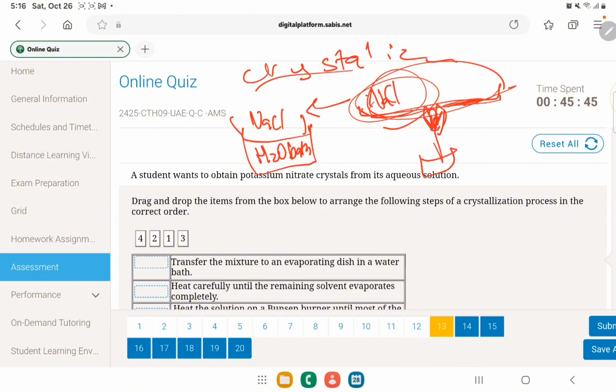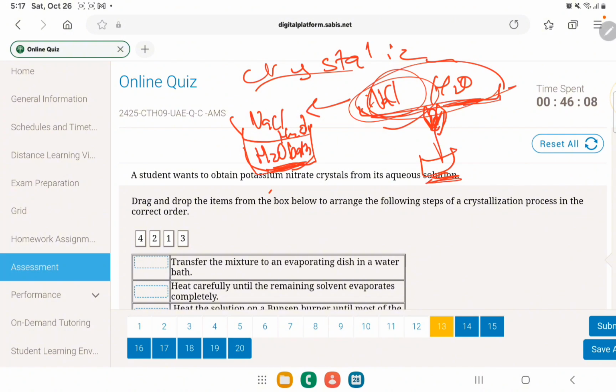We're gonna heat that until all of the remaining H2O evaporates. We said we're gonna leave some H2O when we're burning it with the Bunsen burner, so that we left the H2O so that all of it can evaporate in the water bath. Okay, so that's the third step.